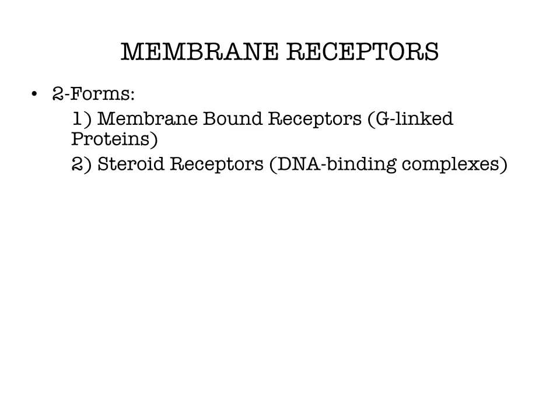The G-linked protein receptor functions by activating a secondary messenger within the target cell, while the steroid receptor will directly go to the nucleus where it will act as a binding or regulatory complex.